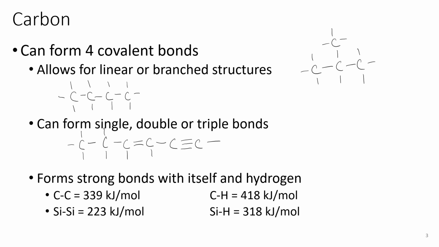We can look at the same scenario with a carbon-hydrogen bond, and you can see how much stronger a carbon-hydrogen bond is compared to a silicon-hydrogen bond. So this is another reason why we have so many different compounds associated with our carbon.